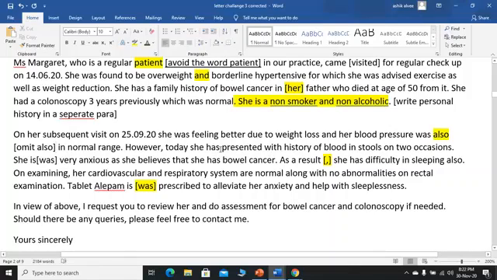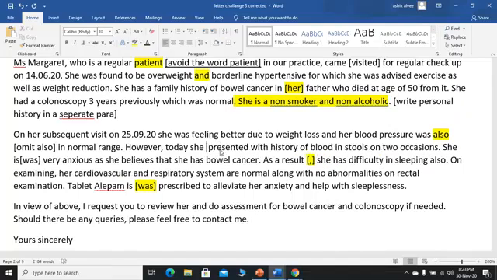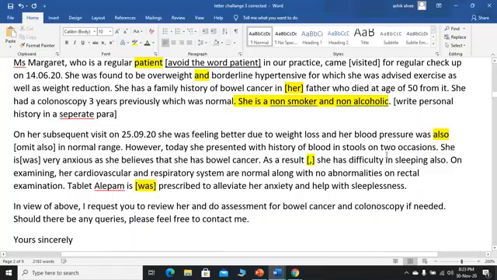Okay guys, let me tell you again. In case of past visits, we will always use past tense. Okay, in case of today's visit, when you are writing about the patient's complaints, examination findings, investigation findings, and management that you have given, you have to write in past tense. Remember, and remember that always. Today she presented with history of blood in stools on 2 occasions.